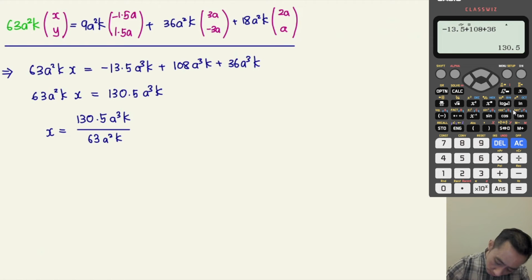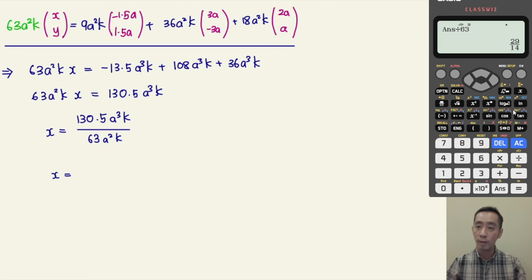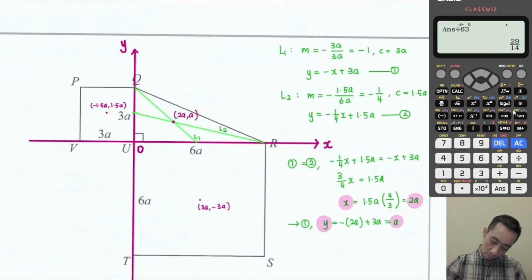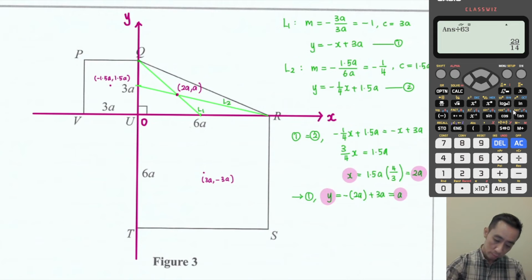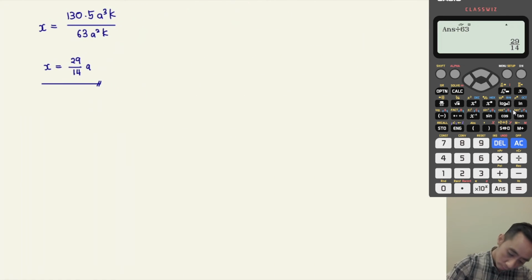So what do I get here? x is equal to 130.5 divided by 63. So here I have 29 over 14. So 29 over 14a. So that's the distance from QT, the distance here, which the question asks us to prove. Sure.